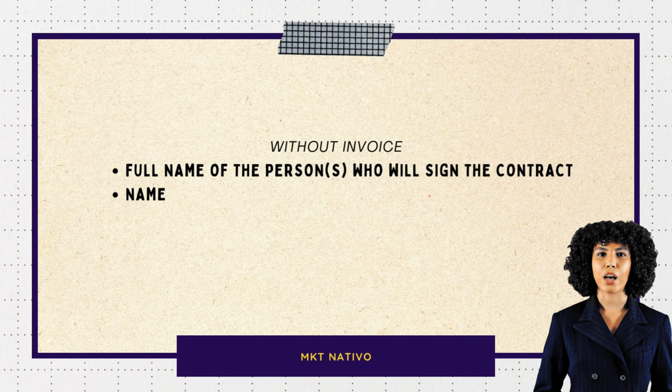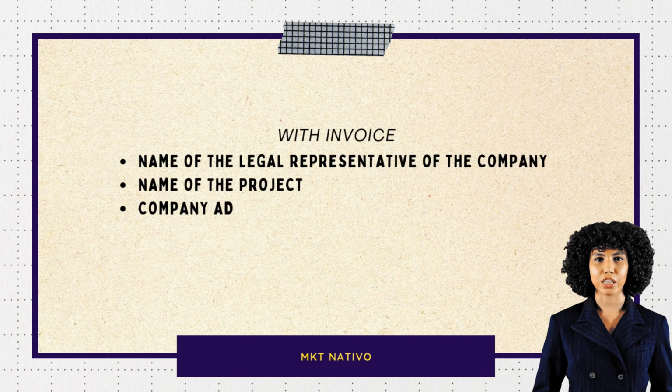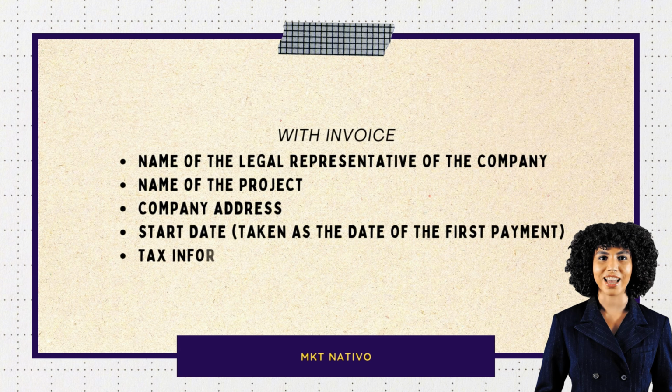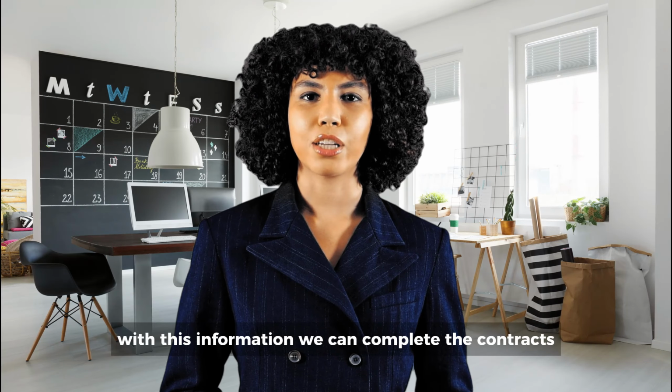Without invoice: full names of the persons signing the contract, project name, full address, start date, this is considered the date of the first payment. With invoice: name of the company's legal representative, project name, company address, start date, this is considered the date of the first payment, and tax details. With this information, we can complete the contracts.